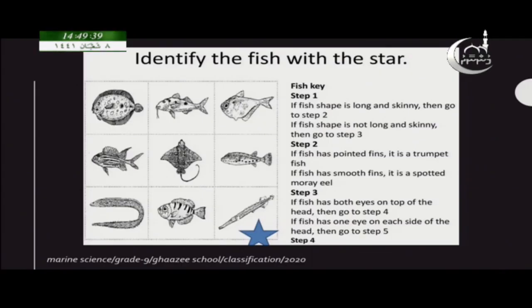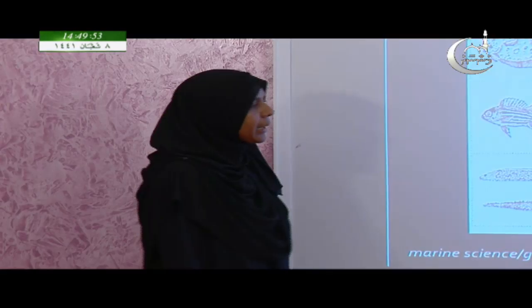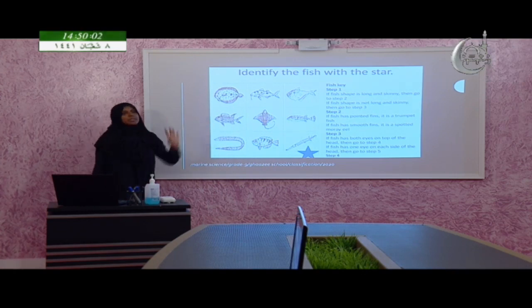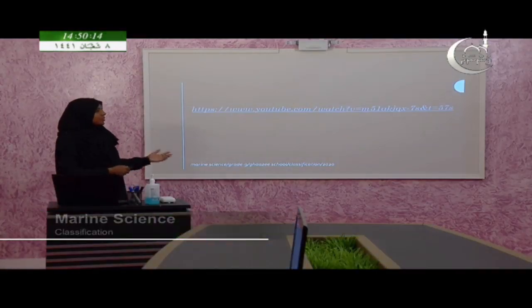If the fish is not long and skinny, then go to 3, meaning the remaining fishes this time you are taking to 3. Step 3 says, if fish has both eyes on top of the head, then go to step 4. In this way you can identify all these fishes. I hope now you get at least some idea how the scientists are identifying organisms. Now let us look at a video that helps you more on how the identification process goes on.